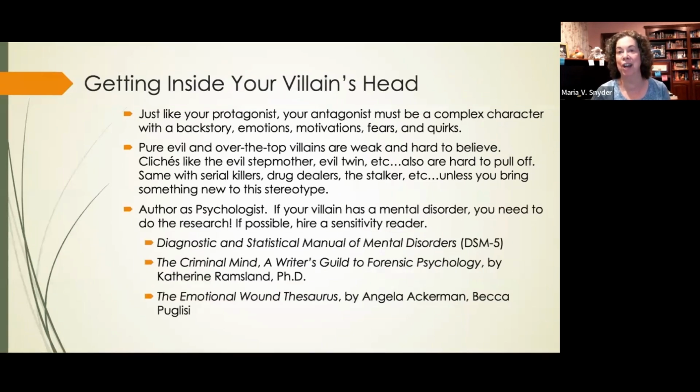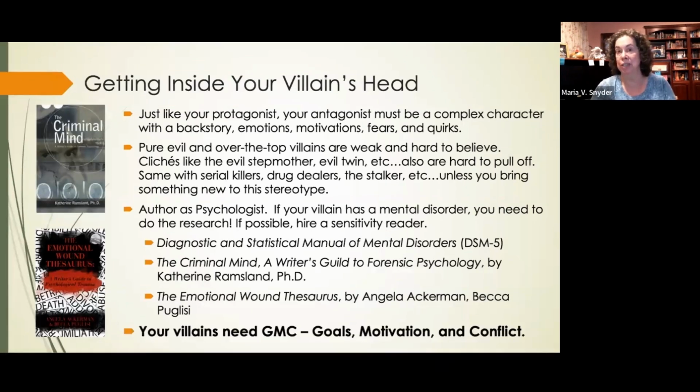All right, so author as psychologist. If your villain has a mental disorder, you need to do the research, and possibly hire a sensitivity reader, because you really do not want to offend anyone who is neurodivergent or has a different way of looking at things. You need to be really sensitive. And just because they have a disorder, like if they're a psychopath or a sociopath, is not an excuse for what they do, because not every sociopath is going around killing people. I mean, with some of them, you wouldn't even know.